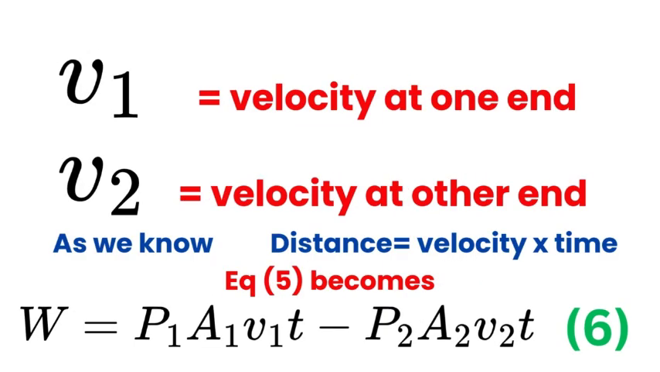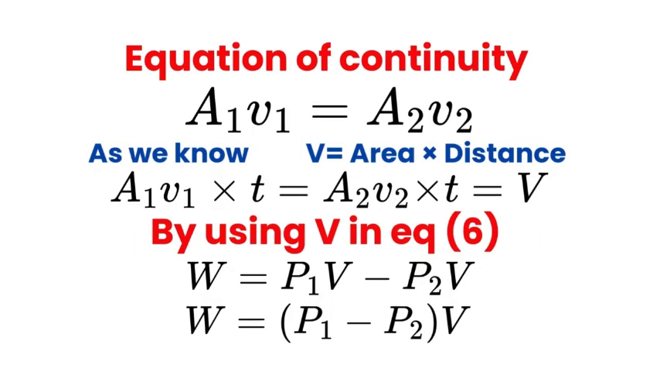Now let us define the velocities at both ends as V1 and V2, and we know that distance is defined as a product of velocity and time. So the equation 5 becomes, as we know the equation of continuity, by using this equation of continuity and multiplying it with time will give us volume, because volume is equal to area into distance.